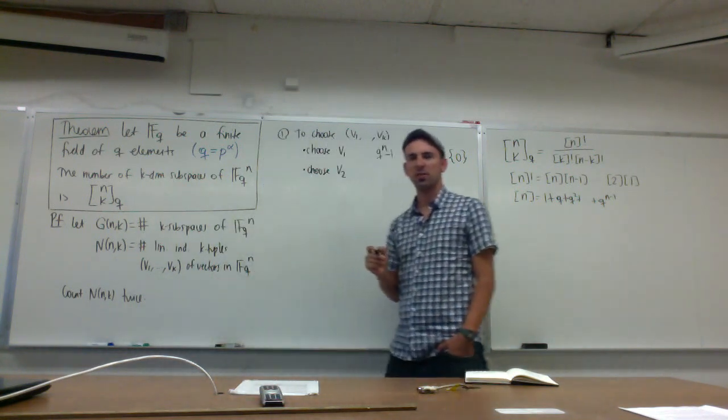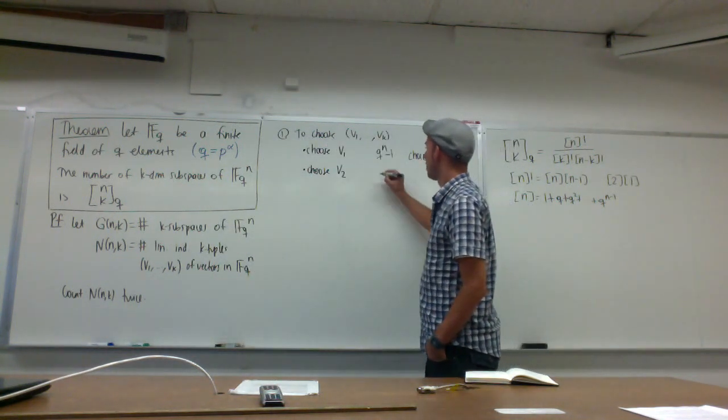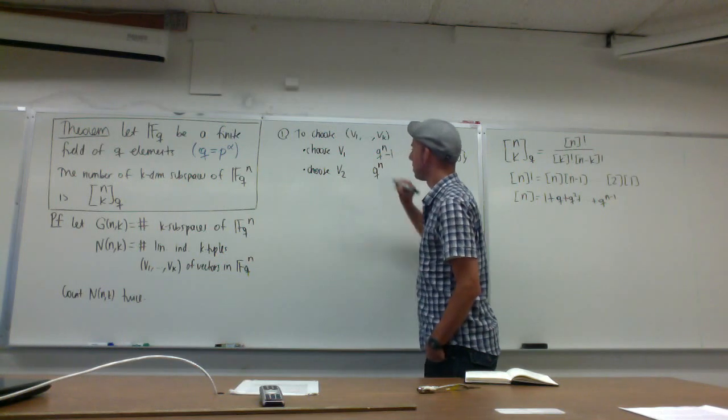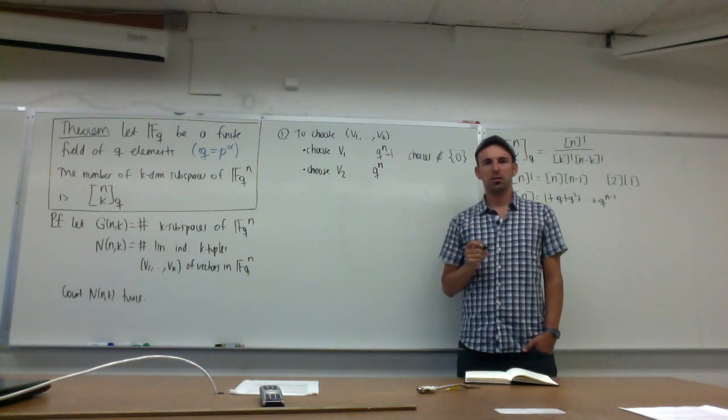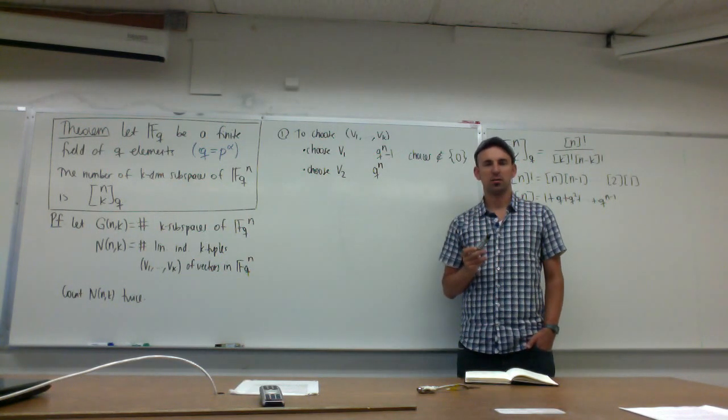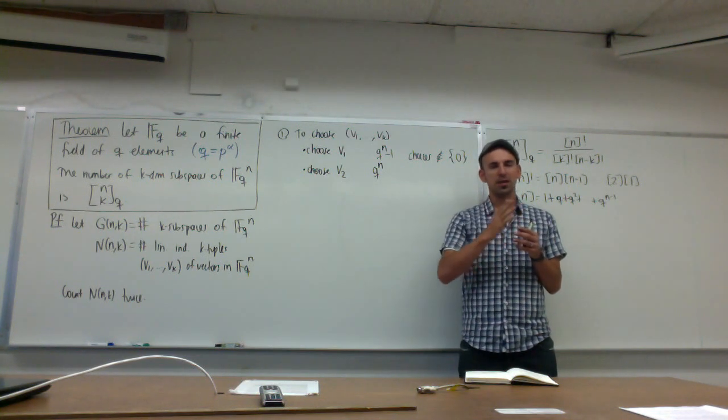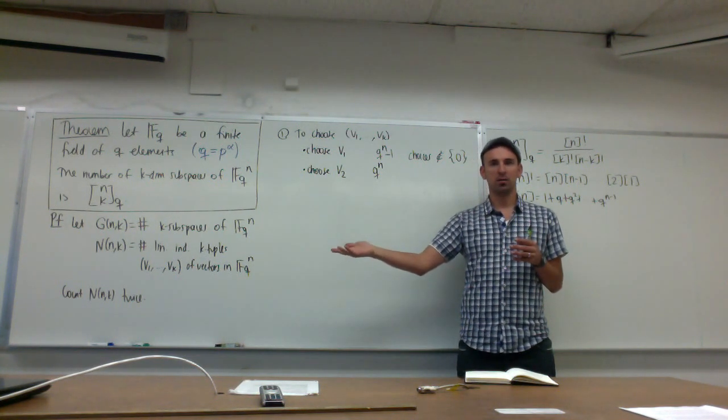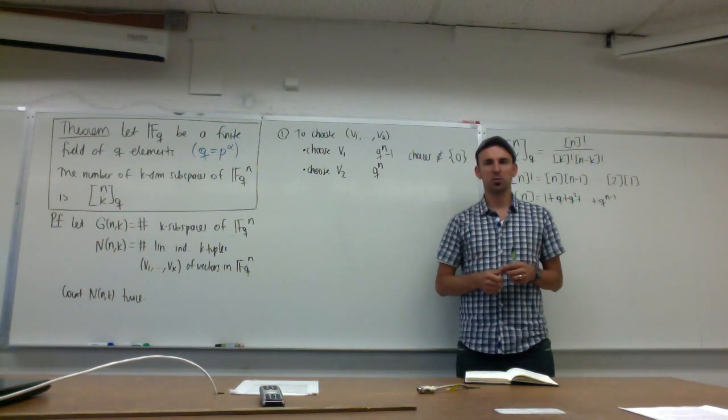So how many possibilities do I have for V2? Well, again, there's q to the n vectors. Now, how many bad ones are there at this point? Well, I should choose one that is not a multiple of V1, right? How many multiples does V1 have?